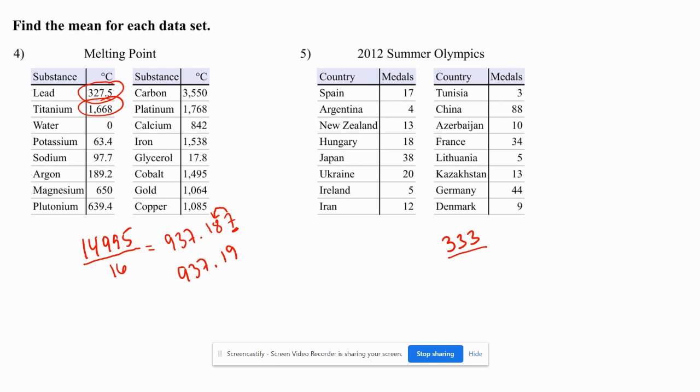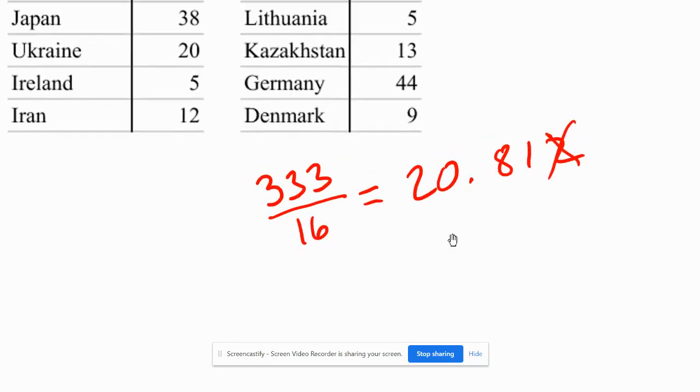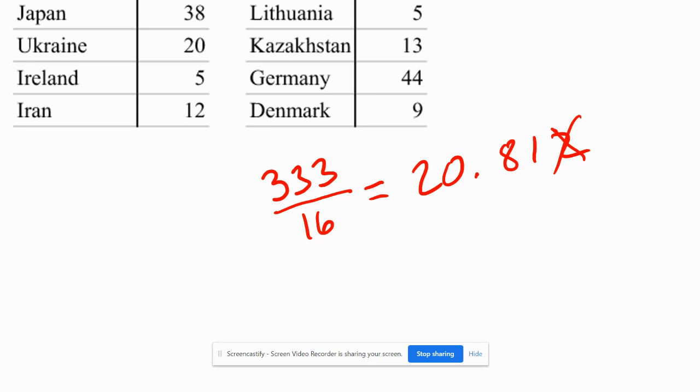Let me divide this by how many I have total. There's 16 numbers here. So let me divide them by 16. According to my calculator, I have 20.812. My third decimal place is too small, so I'm going to ignore this. So I'm going to call this 20.81.